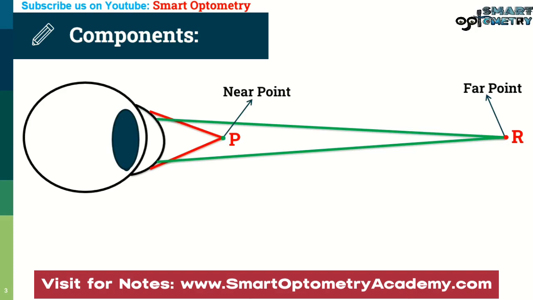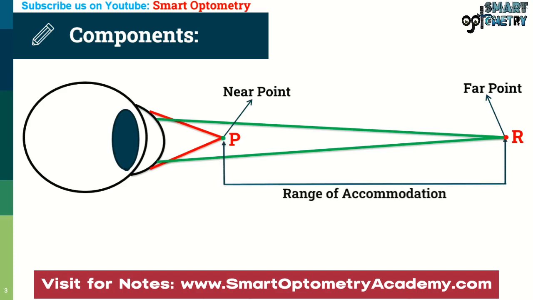Range of accommodation. The distance between the far point and near point is called the range of accommodation. Now, amplitude of accommodation. The difference between the dioptric power needed to focus at near point P and the far point R is called amplitude of accommodation. The formula is A is equal to P minus R.